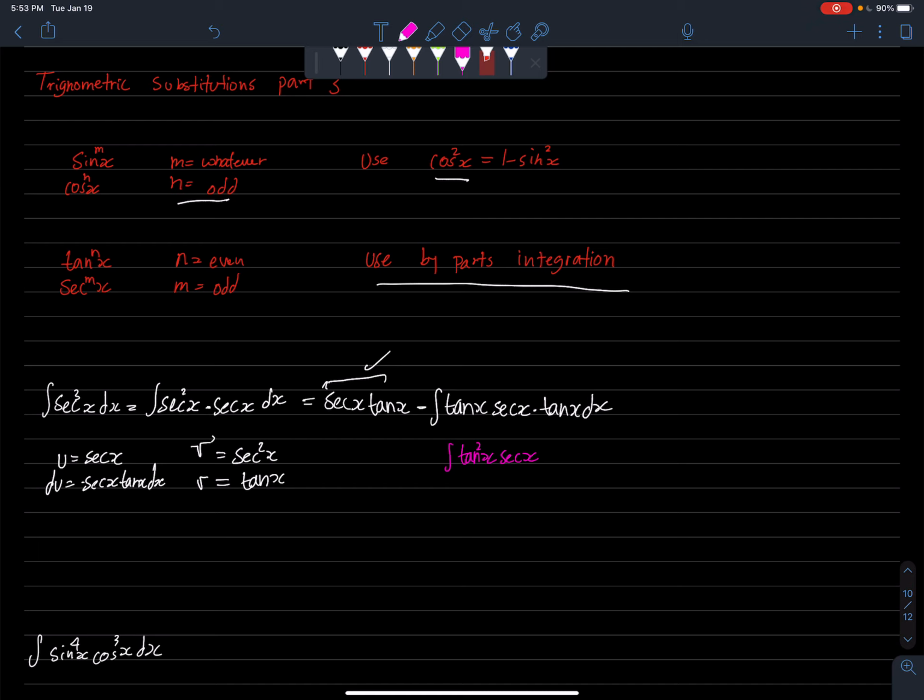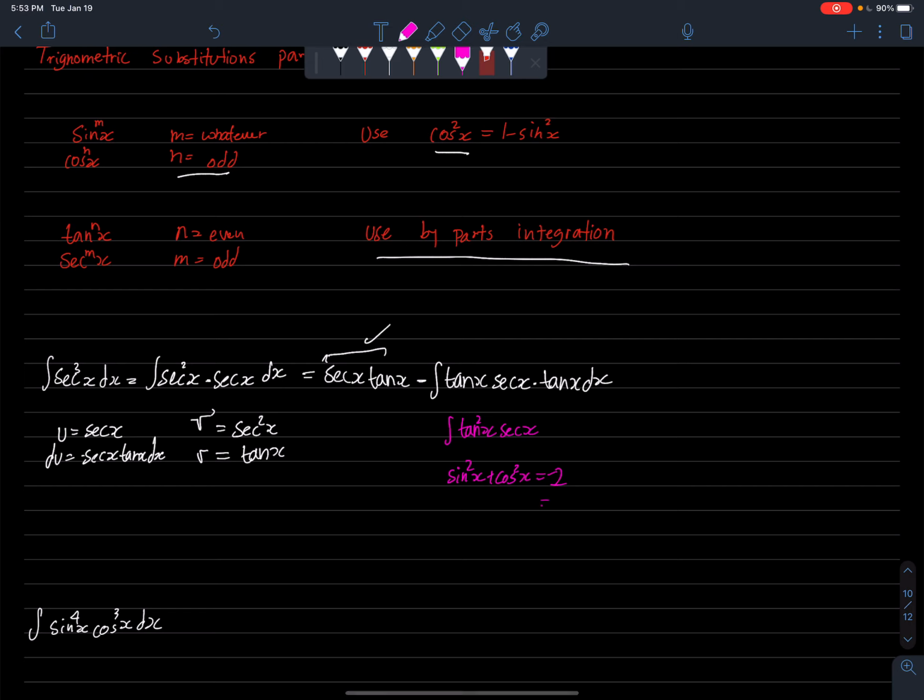Well, there are two things you can do. You could technically apply this rule right here. We have tan to an even power and secant to an odd power, so you could do it by parts again, or you could just do this trick. We know that sine squared x plus cos squared x is equal to 1. Let's isolate for tan squared. Dividing by cos squared, we get tan squared x plus 1 equal to secant squared x, so tan squared x is secant squared x minus 1. All right, so let's plug that in.